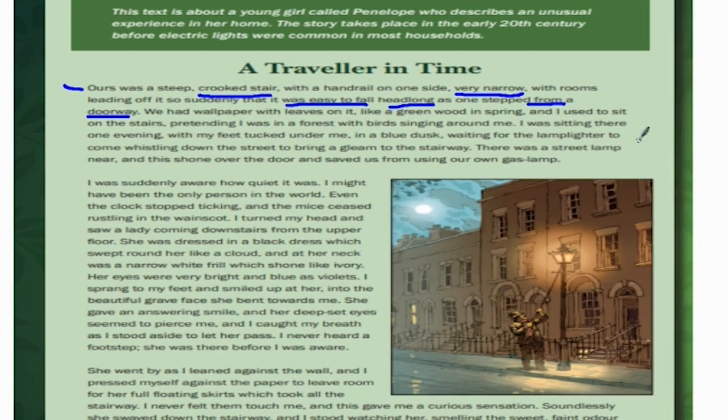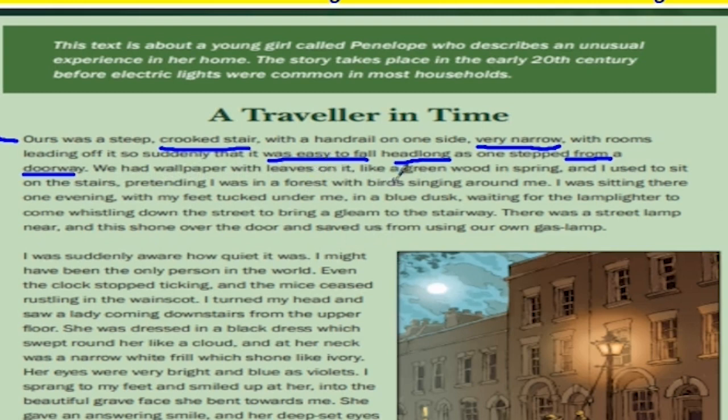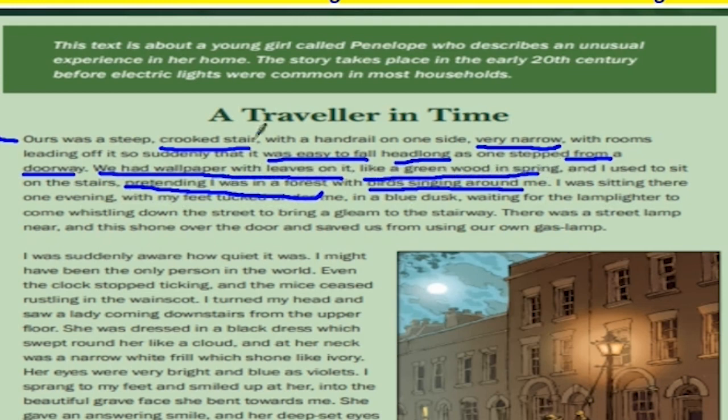Looking at that first paragraph again, we're looking for a reason why she liked sitting on the stairway. 'We had wallpaper with leaves on it, like a green wood in spring, and I used to sit on the stairs pretending it was a forest, with birds singing around me. I was sitting there one evening with my feet tucked up in a blue dusk, waiting for the lamplighter to come.' So she likes the fact that the wallpaper has leaves on it, like a green wood in spring. It makes her feel like she's not sat inside on a stairway, but actually sat in a forest. Okay, so let's go back to the text and use that evidence to write our answer.